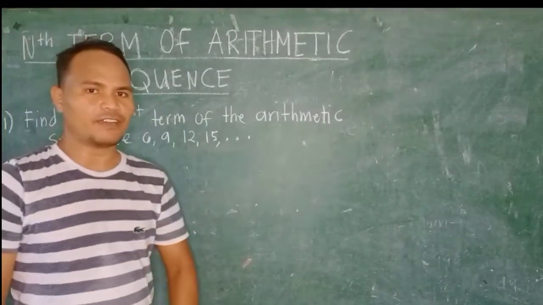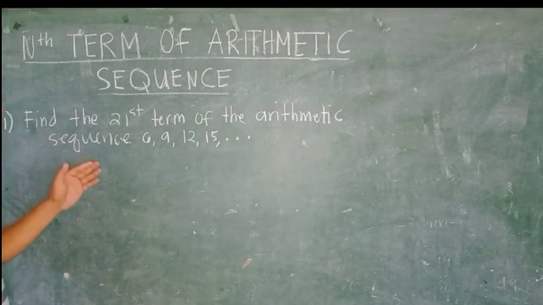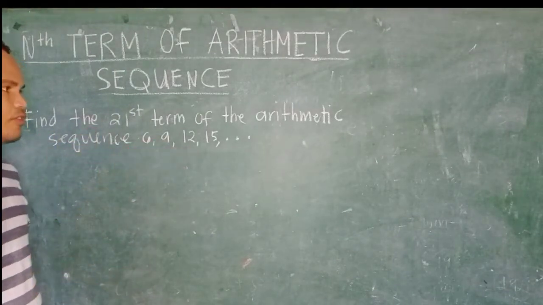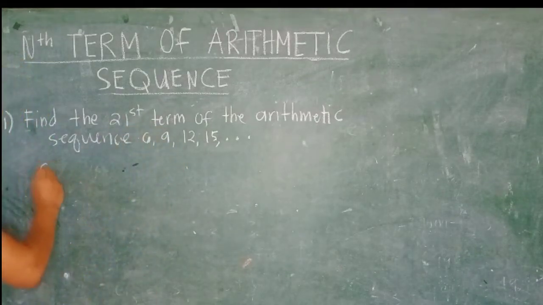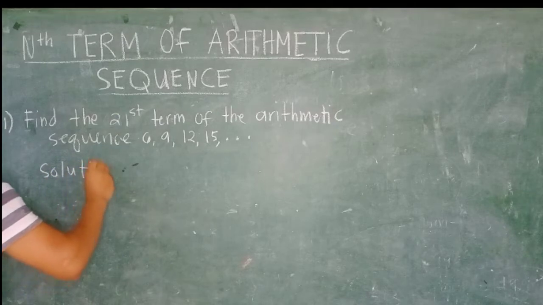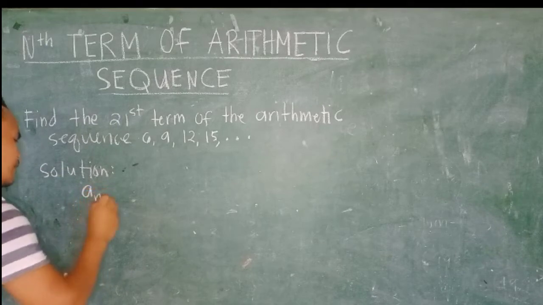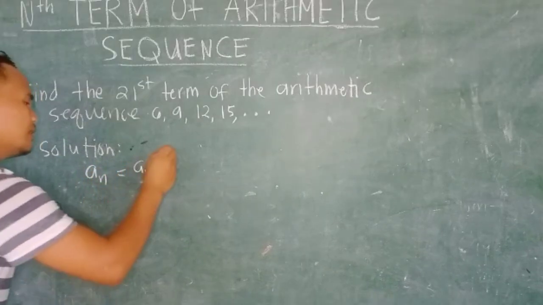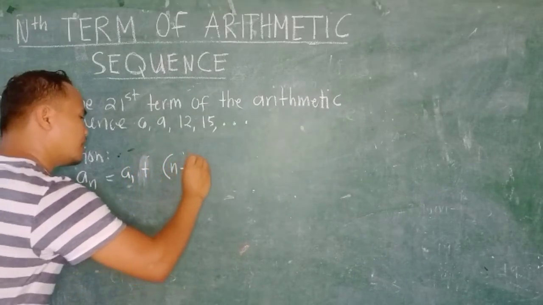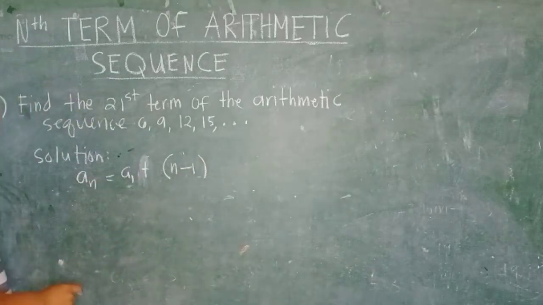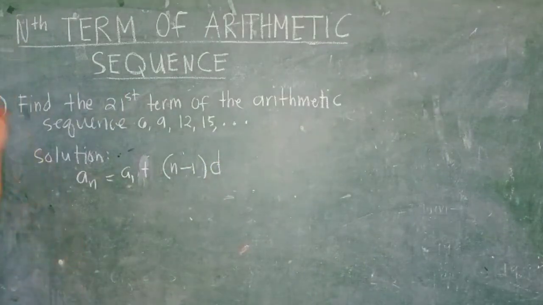Okay, let us apply the formula in finding the term in an arithmetic sequence. Let us have an example. Find the 21st term of the arithmetic sequence 6, 9, 12, 15, and so on. So let us have a solution. Okay, the formula is a sub n equals a sub 1 plus the quantity of n minus 1 times the common difference d.